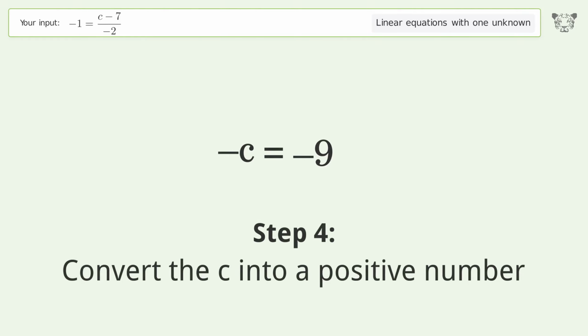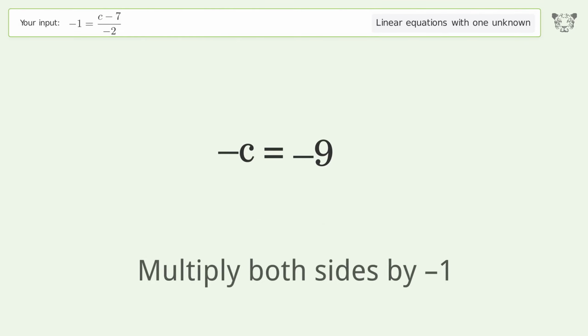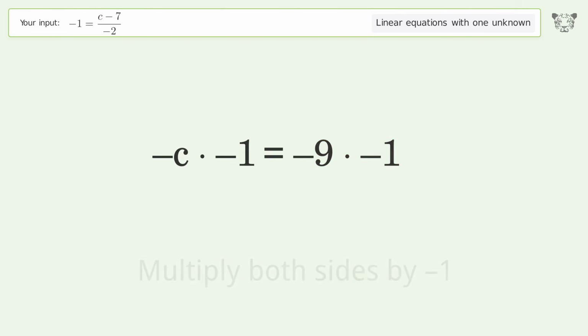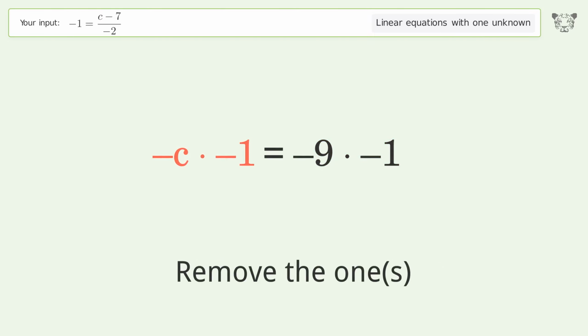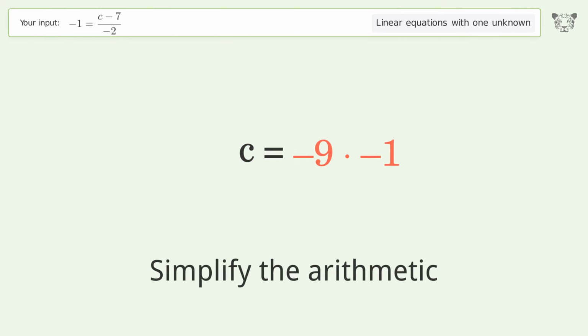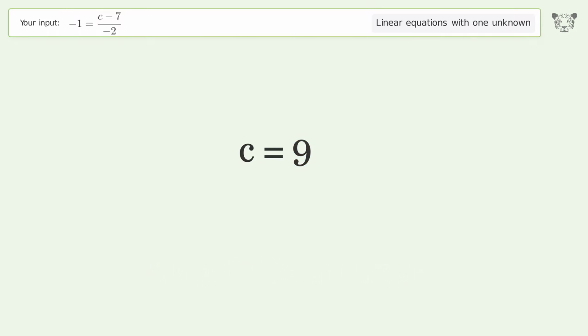Convert the c into a positive number. Multiply both sides by -1. Remove the ones. Simplify the arithmetic. And so the final result is c equals 9.